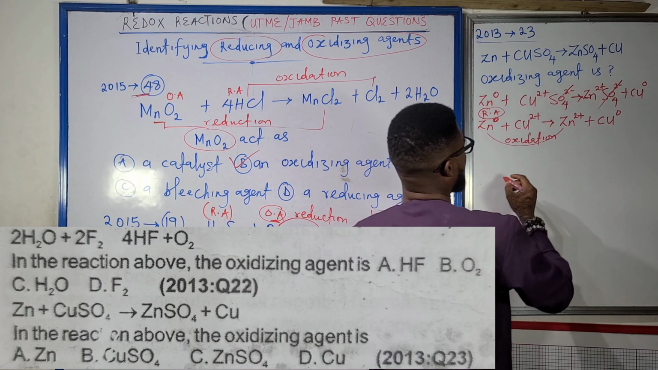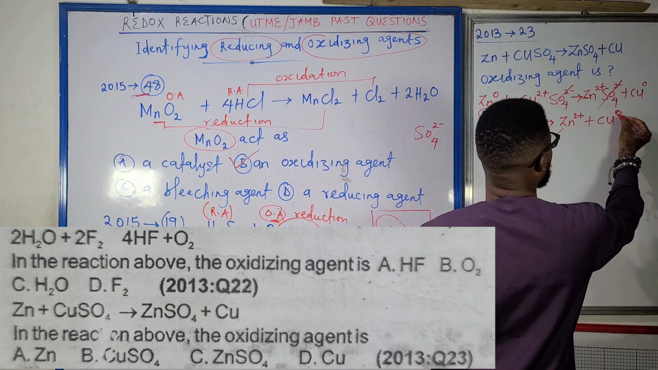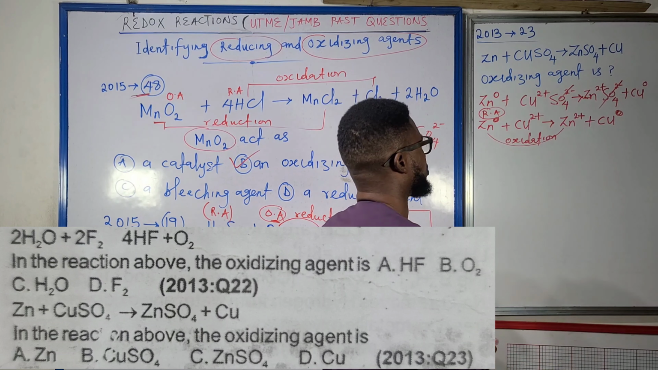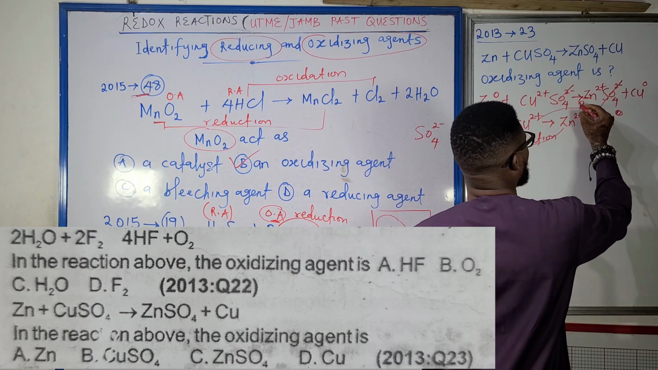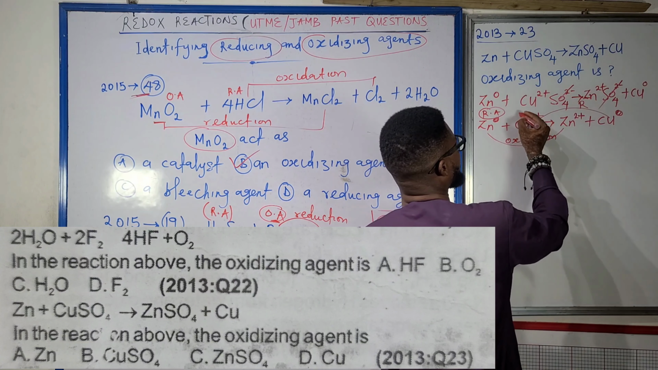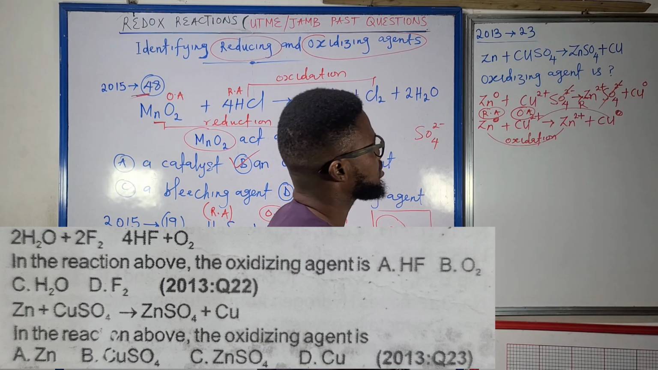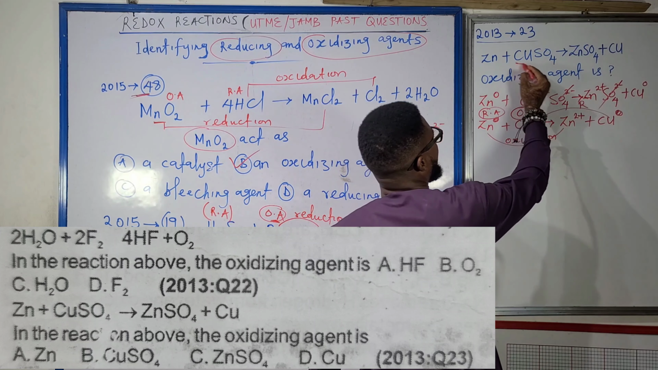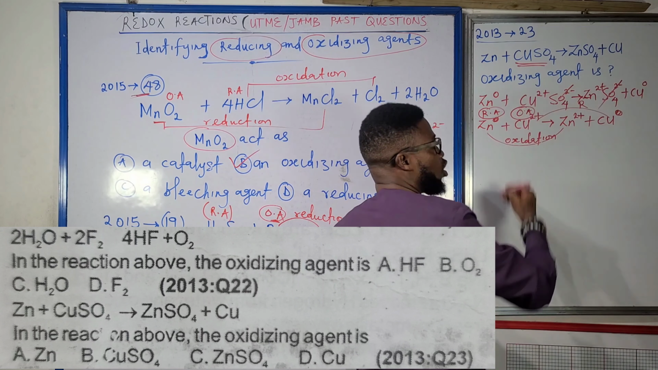When I look at my copper going from 2 plus to 0, that is a decrease in oxidation number. A decrease in oxidation number is reduction. What will undergo reduction is my oxidizing agent. So in this regard, my oxidizing agent looks like the copper 2 ion, but the copper 2 ion is actually from copper sulfate. So my oxidizing agent here is copper sulfate.